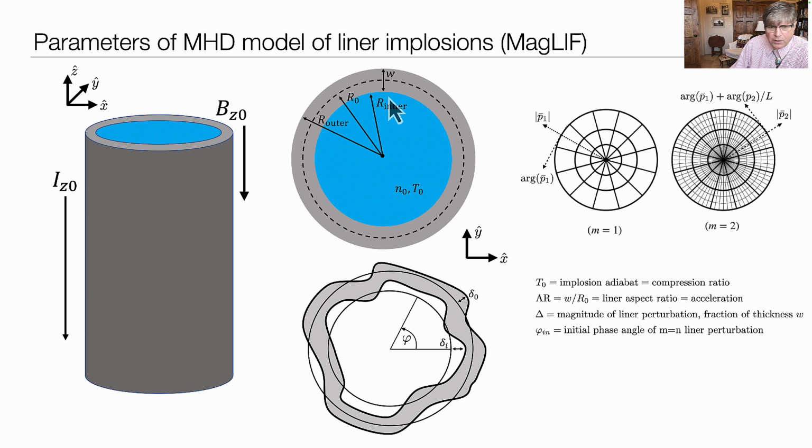These are the things that we're going to be changing, in terms of the aspect ratio, which is the width of the liner to the radius of the liner, which is also proportional to the acceleration of the liner. We also apply m equal 2 and 3 perturbations to the liner of magnitude theta and angle phi.